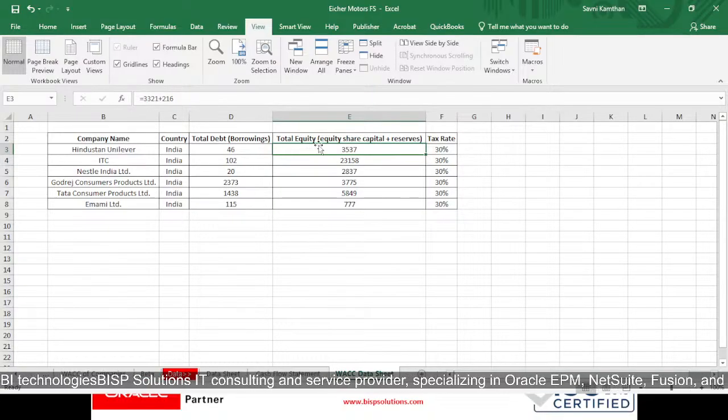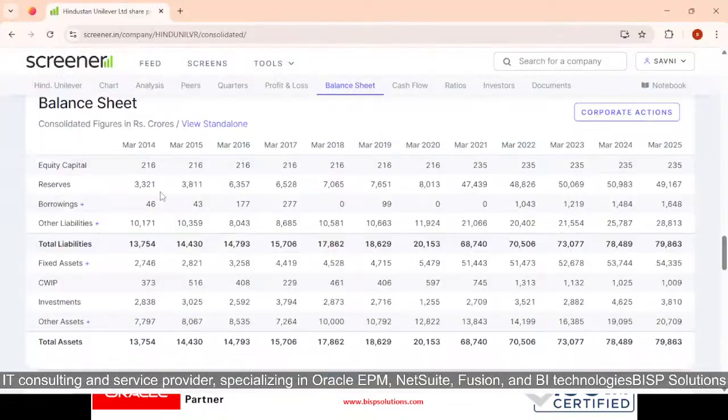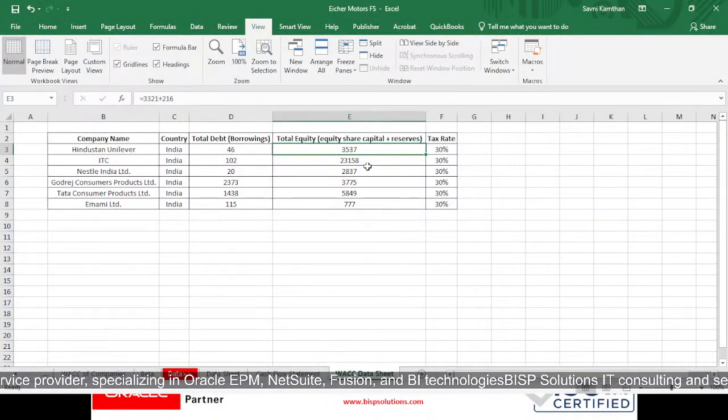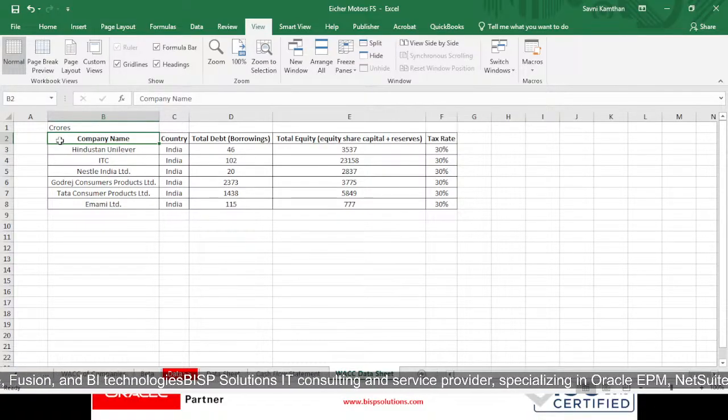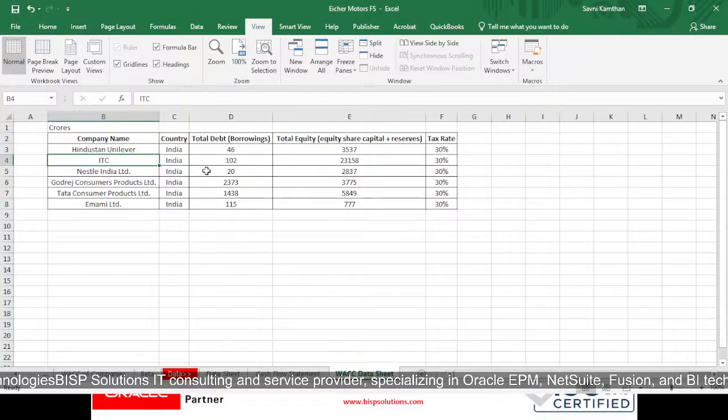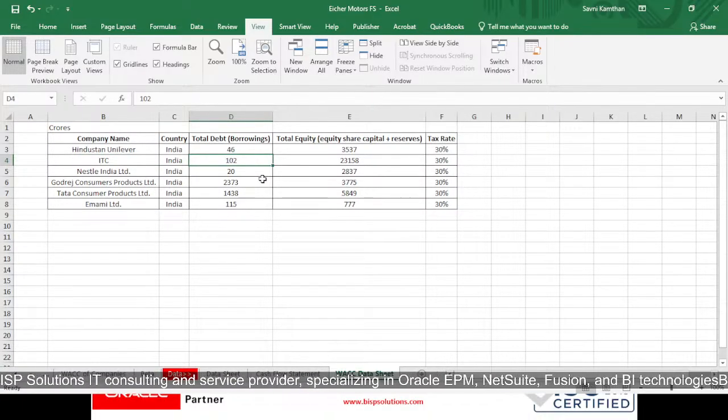Then I have to calculate my total equity. For total equity, I will add my equity share capital and reserves. So when I calculated them, it gives me 3537 as total equity. These are all in crores, not in smaller figures. They are in crores, right? Like that only I have taken for ITC, Nestle, Godrej Consumer, Tata Consumer, and Emami Limited, right?